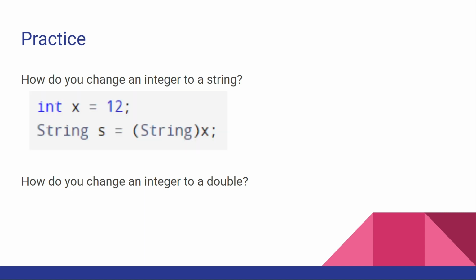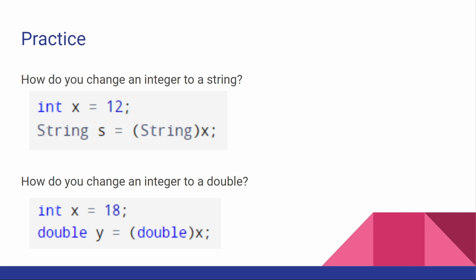Okay, so this is how you do it. First you obviously have to declare your integer, and then to typecast it to a different data type, what you have to do is have parentheses, and inside of the parentheses, mention the new data type. And then obviously have your variable at the end, and what this will do is give you 12 with quotation marks on it. Now how do you change an integer to a double?